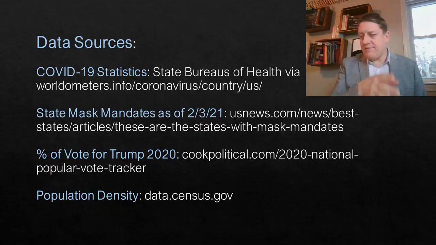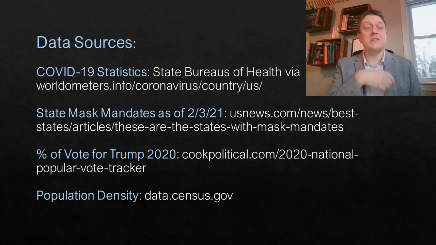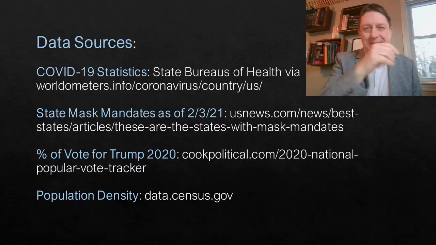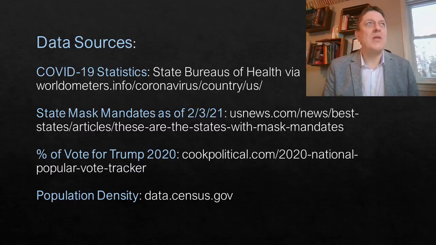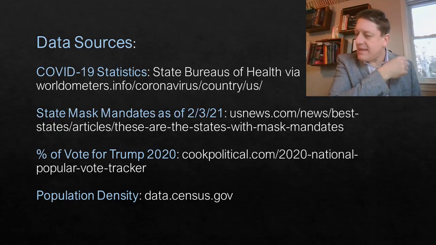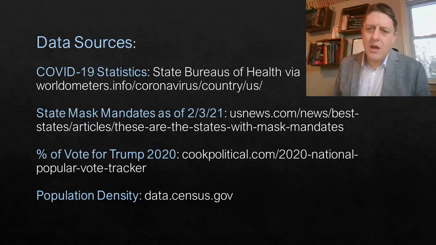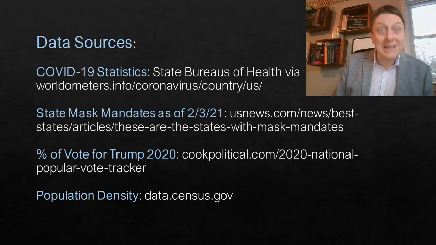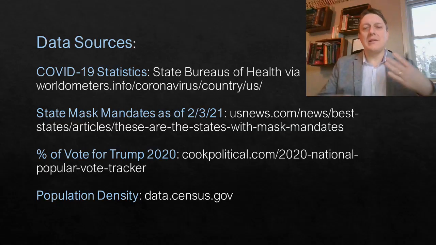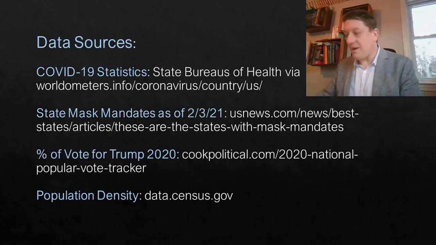And then for the percent of the vote for Donald Trump in 2020, I've looked at the certified election results, which come from the Cook Political Report, not me, but the Cook Political Report is a conservative-leaning website that took a look at the national popular vote and the popular vote in each state that was certified. And I've used that there. And then for population density, I've taken a look at data.census.gov, which allows me not only to look at the population for each state, but also the square mileage for each state, which allows you to then look at the number of people per square mile.